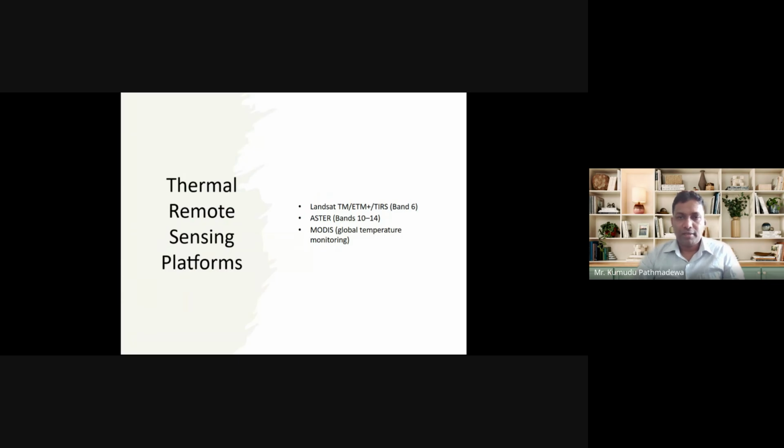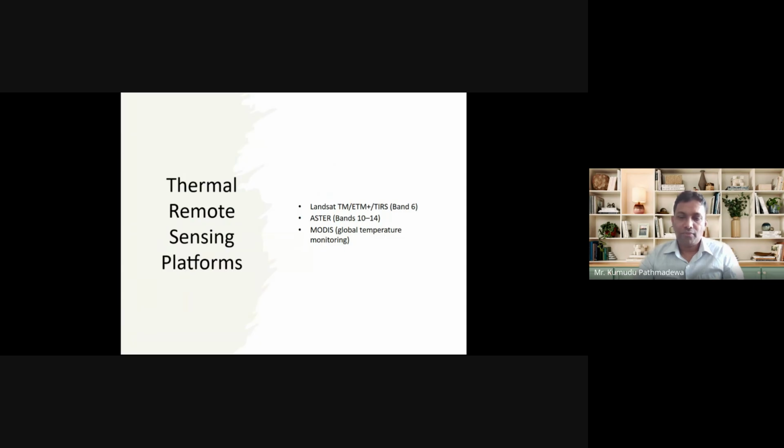So there are major platforms used in thermal infrared. The Landsat series has TM, ETM plus, and TIRS bands, with band 6 for surface temperature. The ASTER satellite has bands 10 to 14 for thermal mapping. MODIS is widely used for global temperature and climate monitoring.